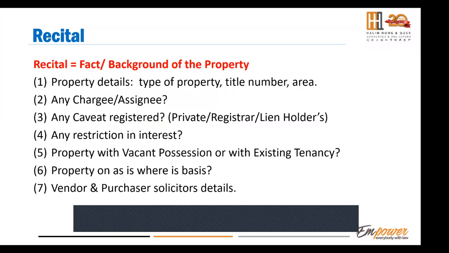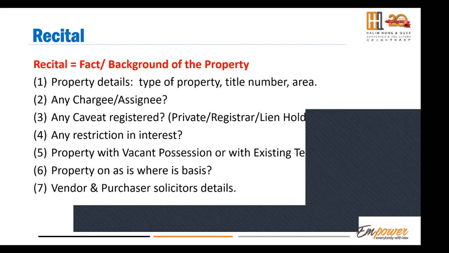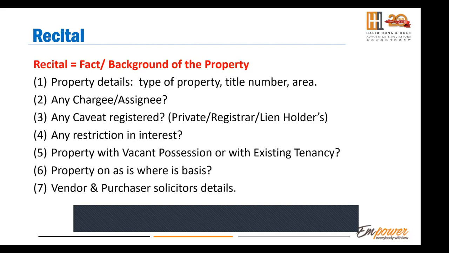Okay. First, you can see we must put in the property details like a unit of condominium, one unit of the terrace house or bungalow or whatever type of property. And then you will see the together. After that, we will say held under a strata title, individual title, or a master title, and then together with all the property title details.